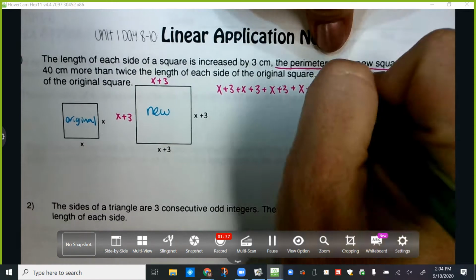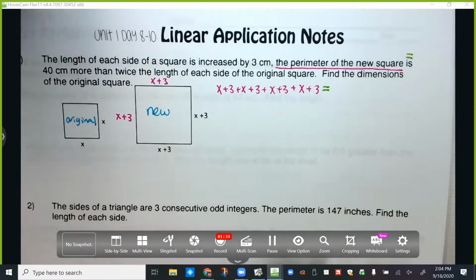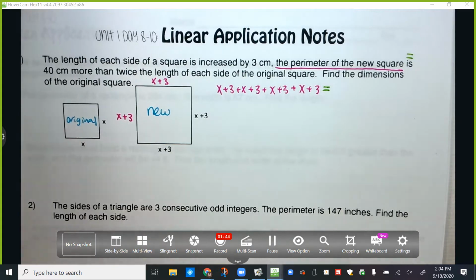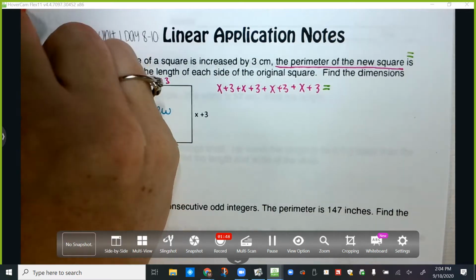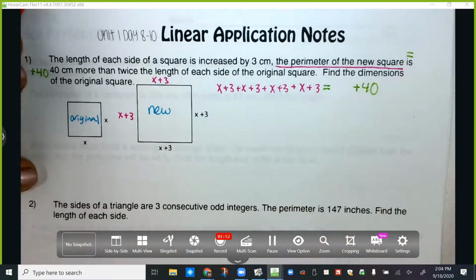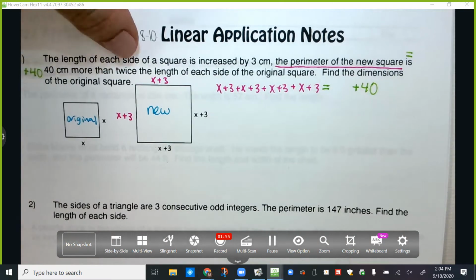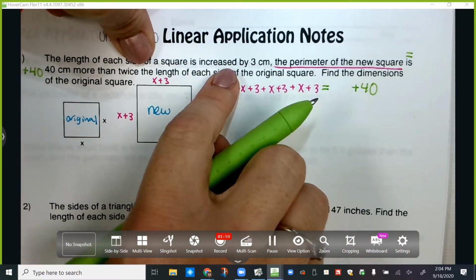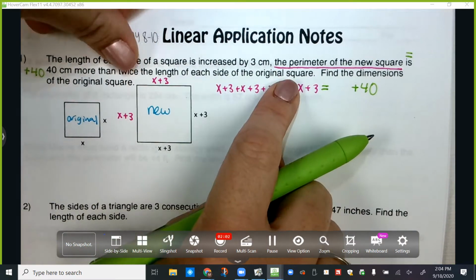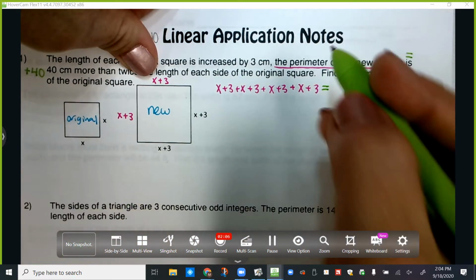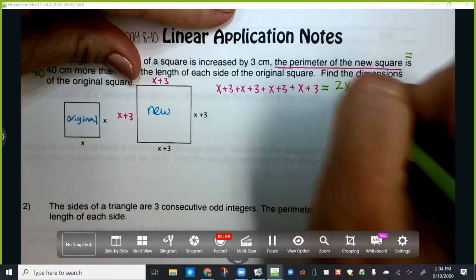So equals. We're going to take this one step at a time also. 40 centimeters more. What do you think that means for an equation? Add 40. That's exactly right. So plus 40. So I'm going to bring that over here. It says twice the length of the original square. I kind of skipped some words because I feel like they throw me off. So twice the length of the original square. What's the length of the original? X. So 2 times x, which is just 2x.